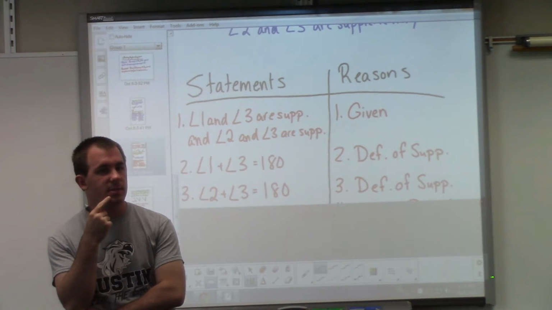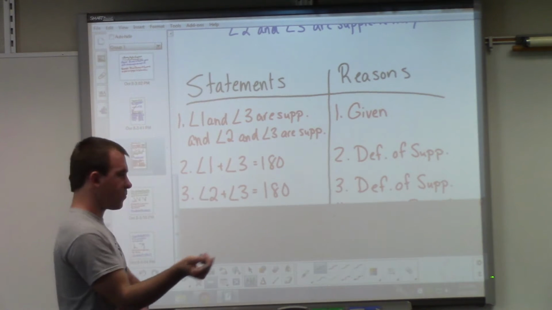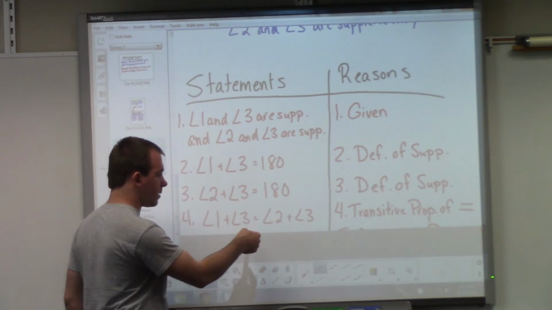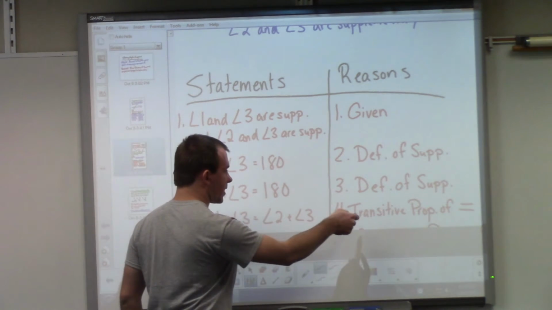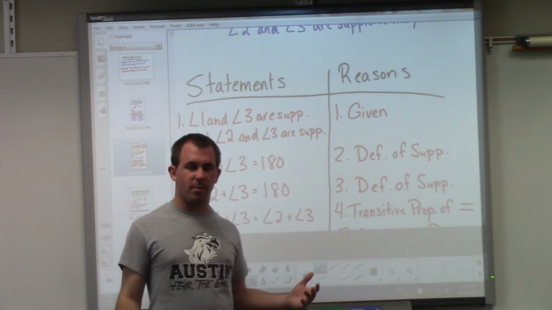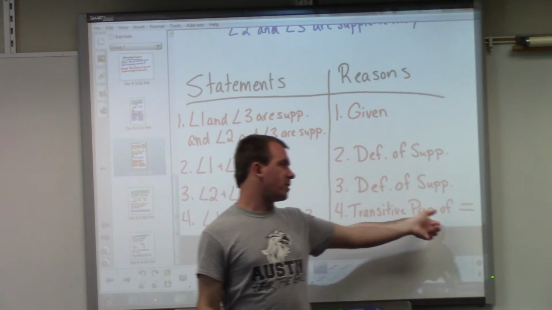We just went over this one. Yeah, the transitive property. So, angle 1 plus angle 3 equals angle 2 plus angle 3 by the transitive property of equality. I got a little tired. I didn't like writing the word equality anymore, so I just put an equal sign. Transitive property of equality.